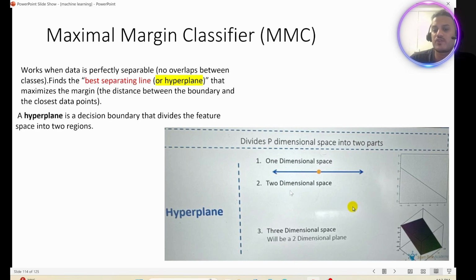But if we have two-dimensional space, that means we have x1 and x2, so our hyperplane will divide our 2D space into two classes. And if we have a three-dimensional space, the 2D hyperplane will divide our 3D space.